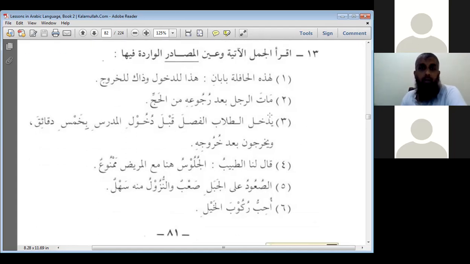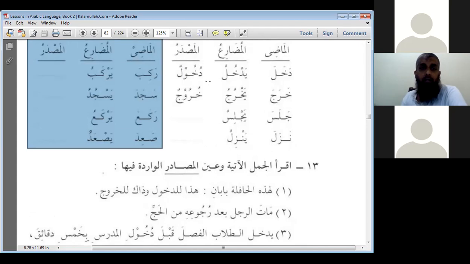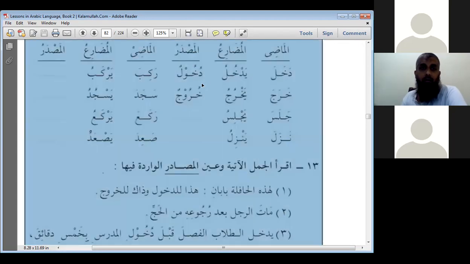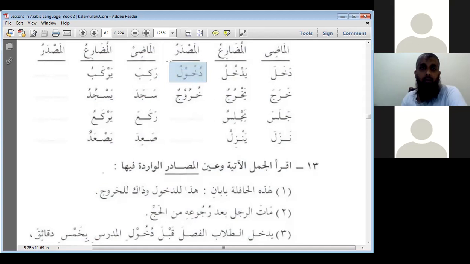Because we only learned one type of masdar, that's what we're looking for. Remember I said there are other patterns of masdar, right? Patterns meaning how it is formed from the root letters. I hope you all understand that. When you say a pattern or a wazn, we're taking the root letters for each verb. In this case of dakhala, the root letters will be the dal, the kha, and the lam. These are the root letters.